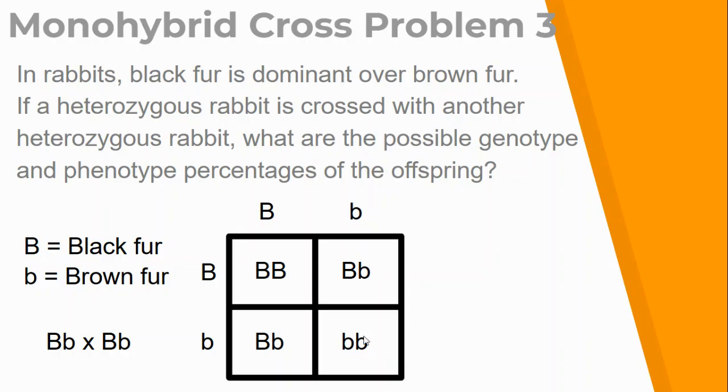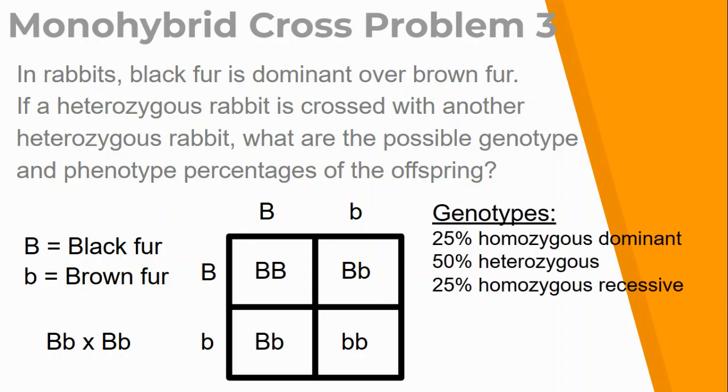For our genotypes, I see one box is big B, big B, 2 boxes are big B, little b, and 1 box is little b, little b. So there's a 1 in 4 chance that the babies will be big B, big B. That's 25% homozygous dominant. There's a 2 out of 4 chance that babies will be heterozygous, so that's 50% heterozygous. And the other 25% will be homozygous recessive.